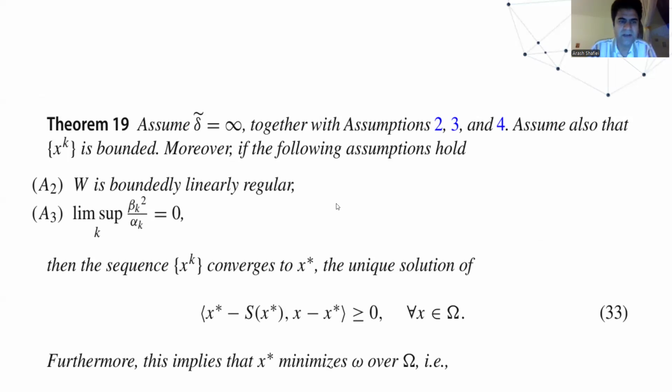Now, these results say when delta tilde is infinite and you have assumptions 2, 3, and 4, you can say xk is bounded, and moreover, you should assume that xk is bounded, and you have the following assumptions. W is boundedly linearly regular, and you have this assumption over the step size, limit superior beta k square over alpha k is 0. Then you have xk converges to the x star, and X star is the minimizer of omega over the big omega.